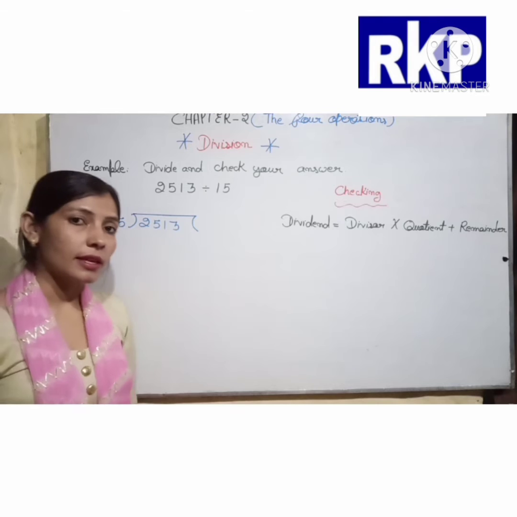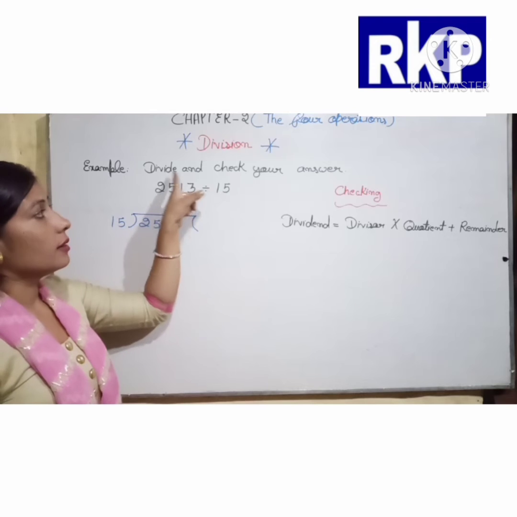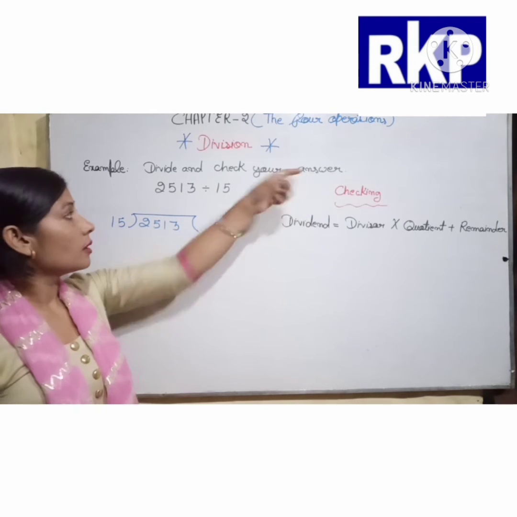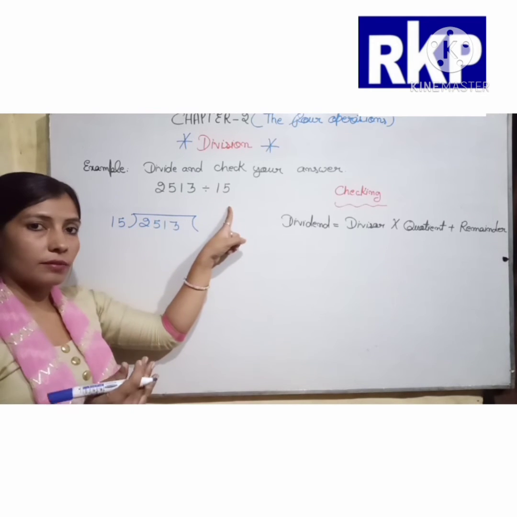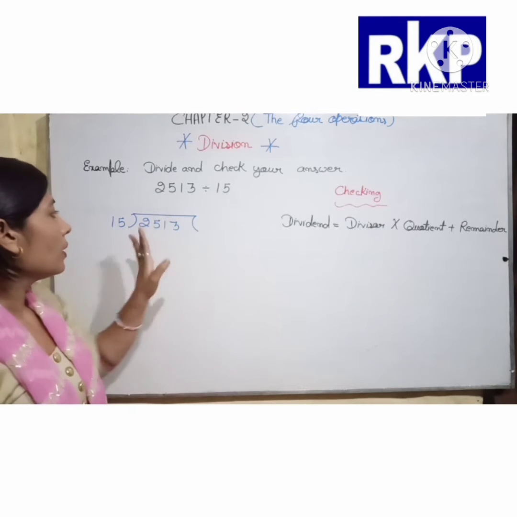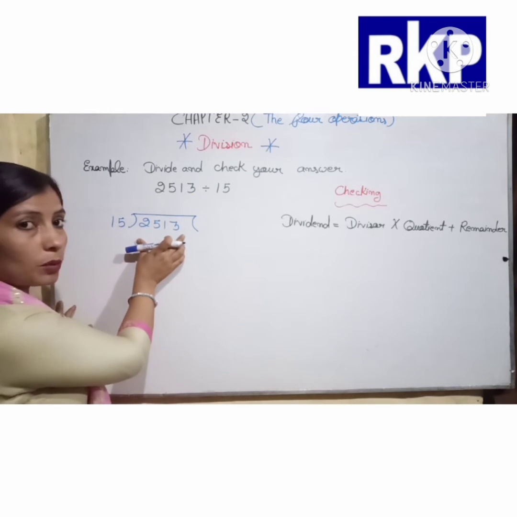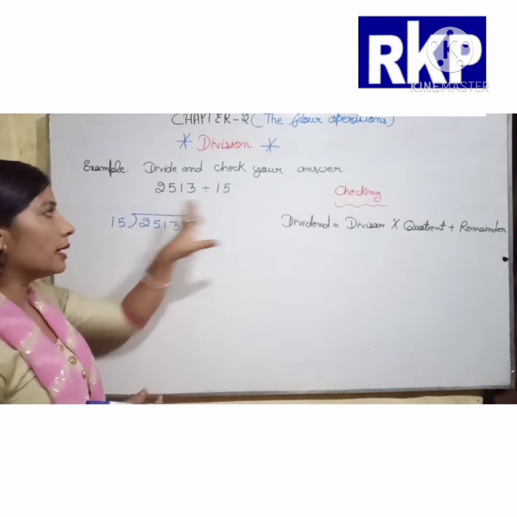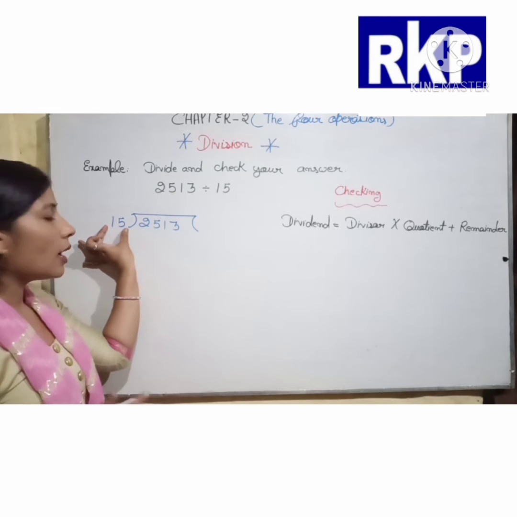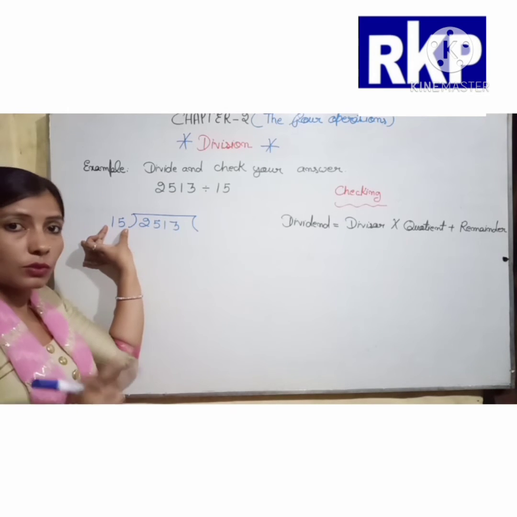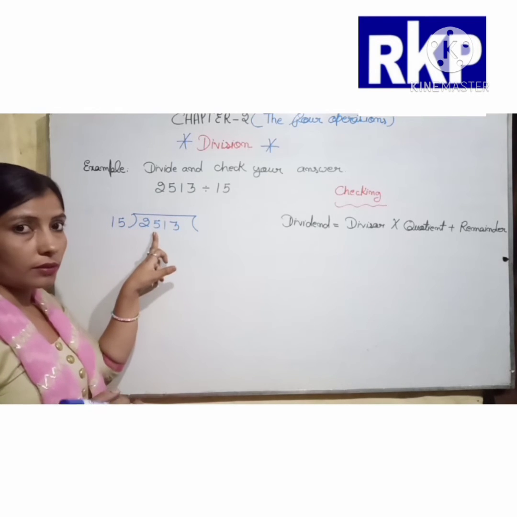Now students, let us take one example to understand division. Here we have to divide and check our answer. We have to divide 2513 by 15 and then check our answer also. Okay. So here, first of all, we have to write the dividend inside the division sign, and here we have to write our divisor. Then we have to divide. Now beta, here you can see we have only 2 digits in our divisor. So from the dividend also, from the left side, we have to take 2 digits.